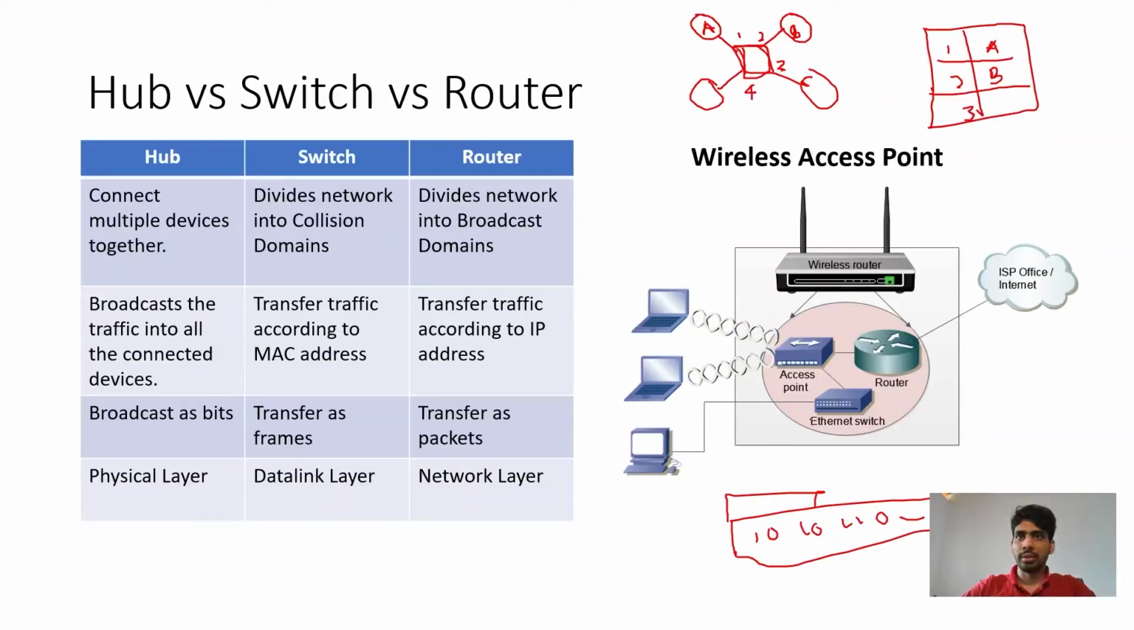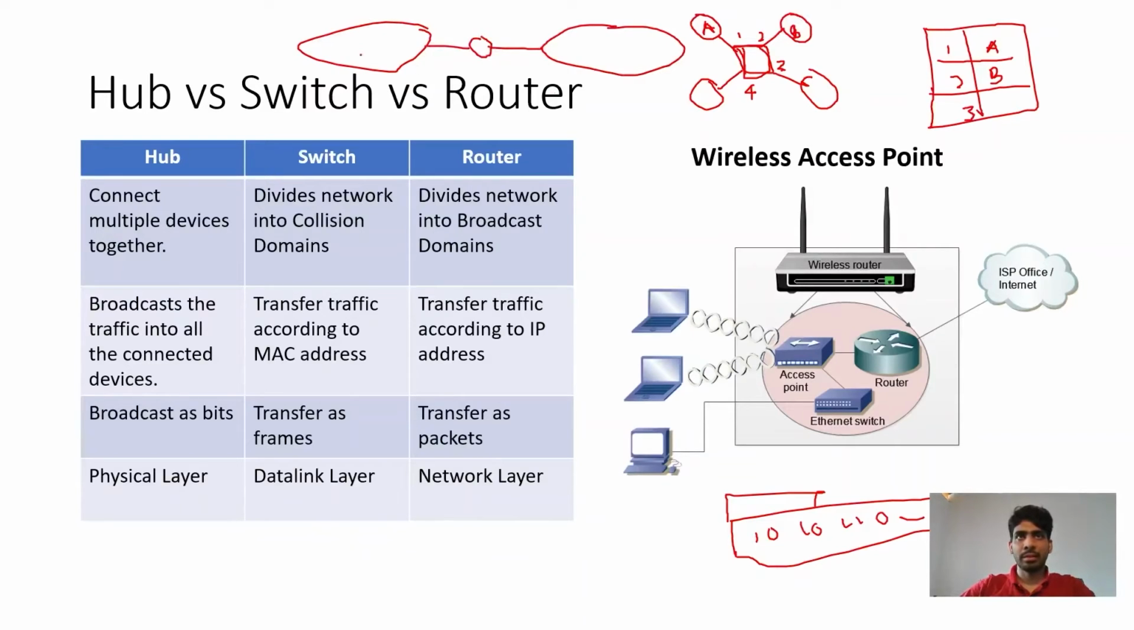Then next is the router. What a router does is divide the broadcast domains. When you want to transfer data between two broadcast domains, you will need a router or a bridge, but we don't use bridges much in modern day networks. So if you think of these as two broadcast networks, we use a router here to connect these two.